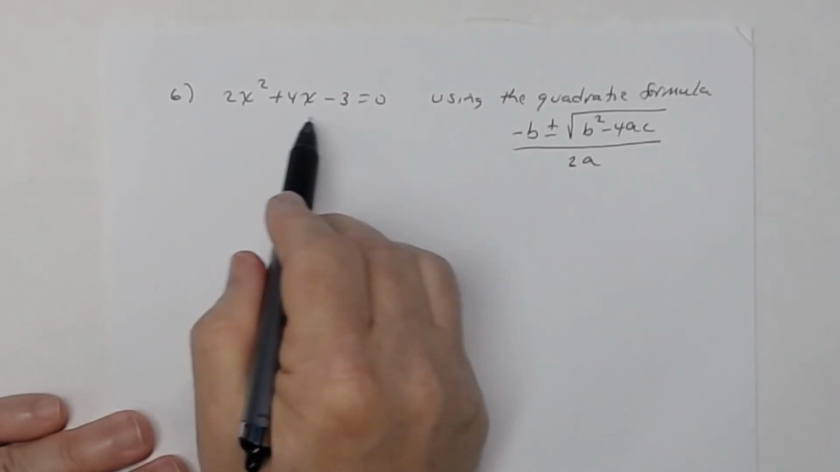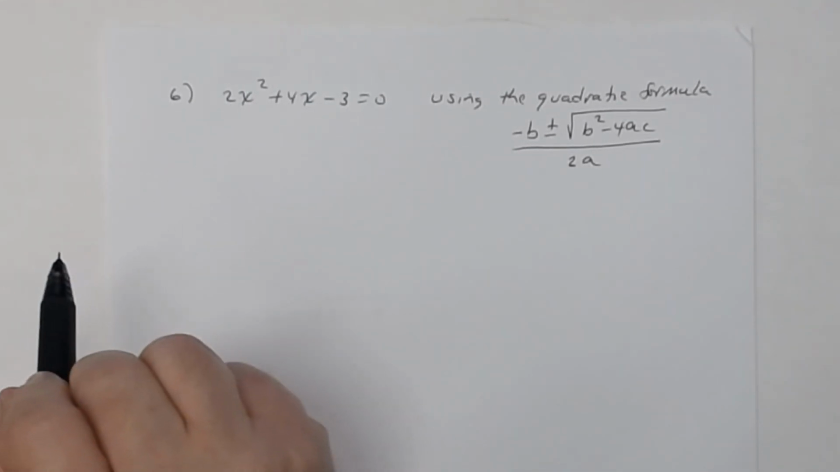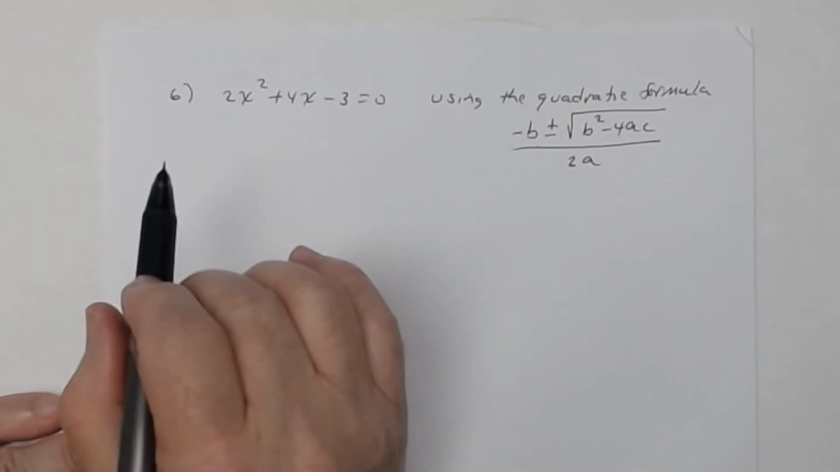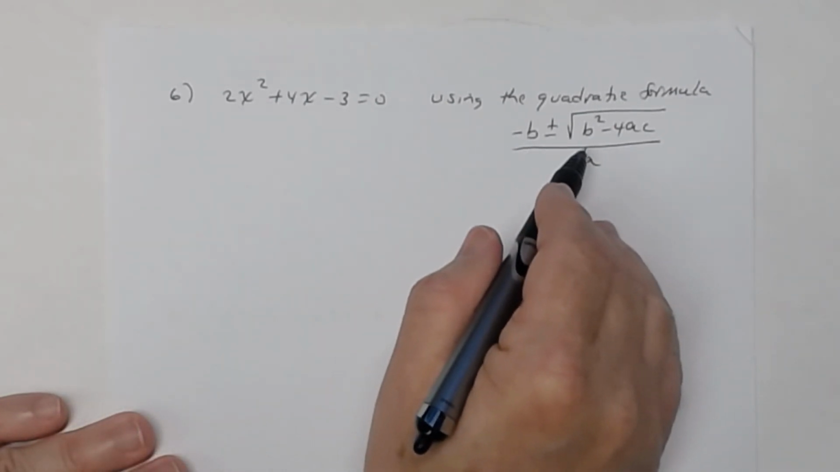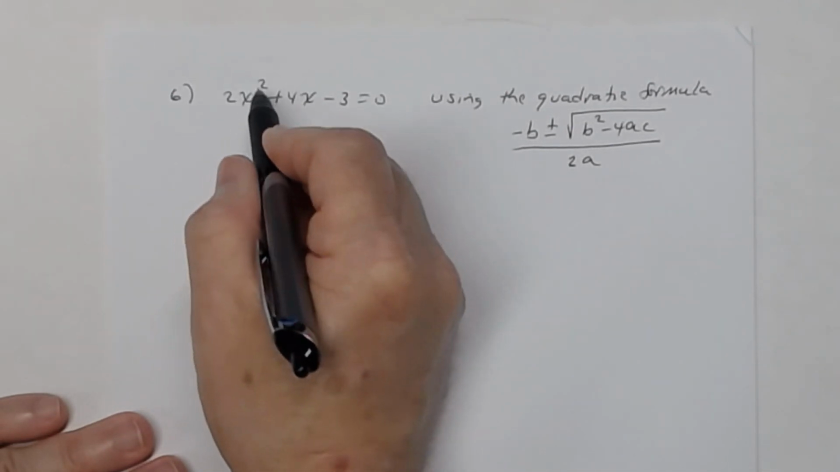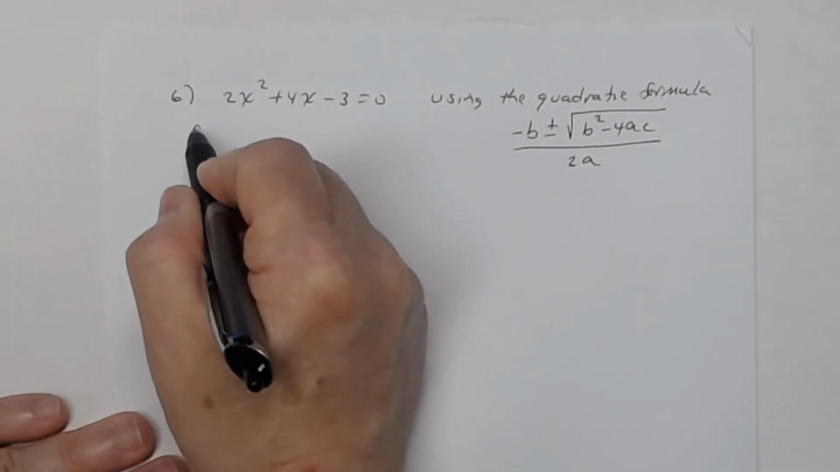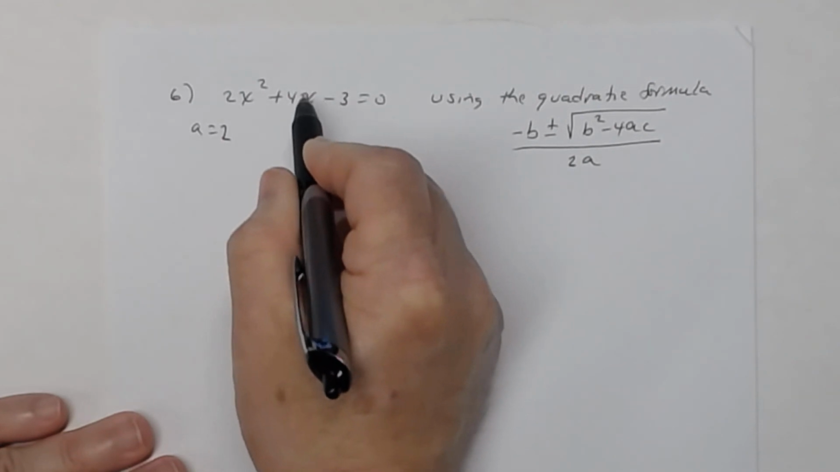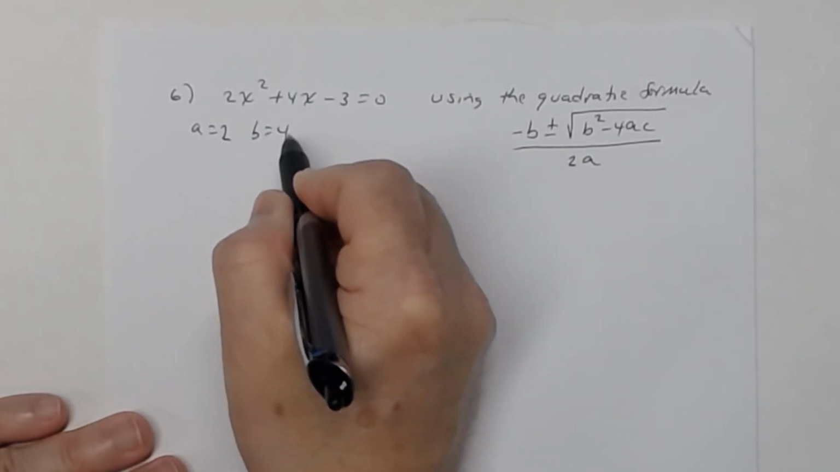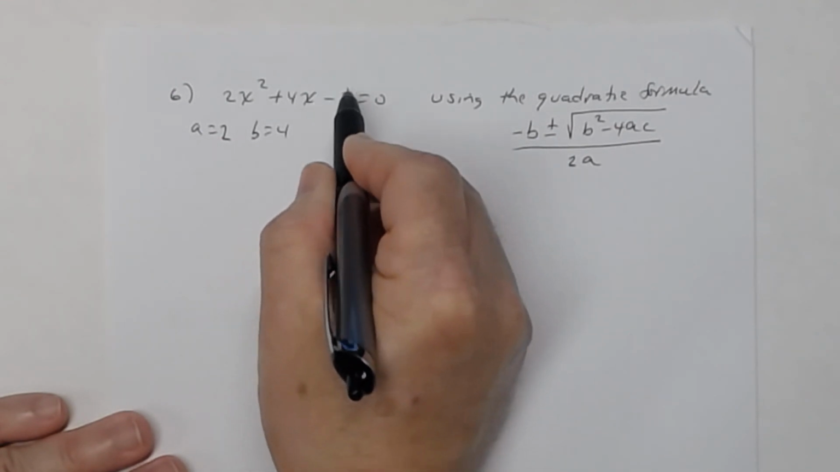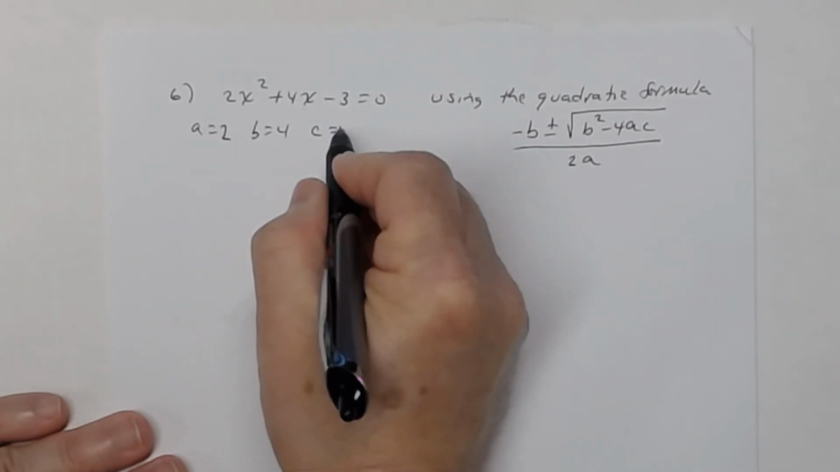And so this is already in standard form, so 0 is already on the other side, and it's in descending order. So all you had to do, first of all, is determine a, b, and c. So what's a, what's b, what's c? Well, remember, a is the coefficient of x squared, so a is 2. b is the coefficient of x, so that's a positive 4. And c is your constant, so that is a negative 3.